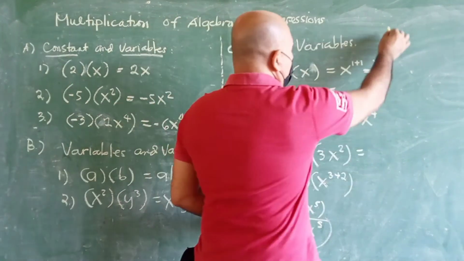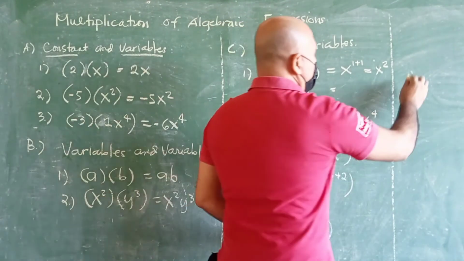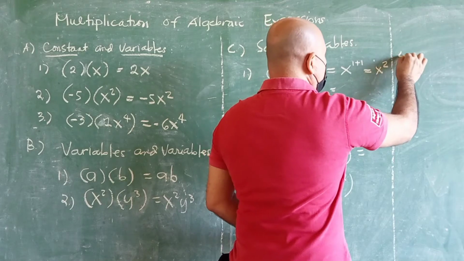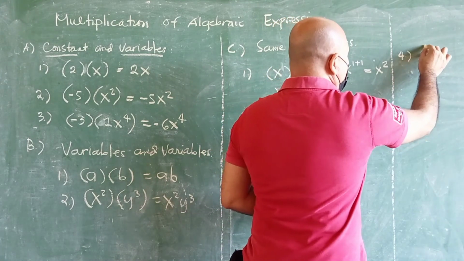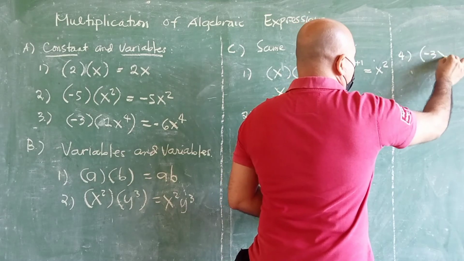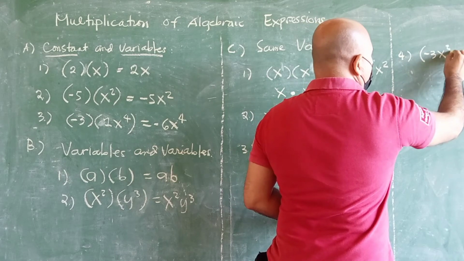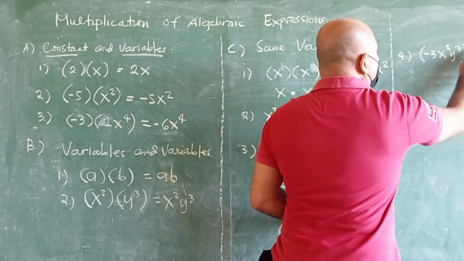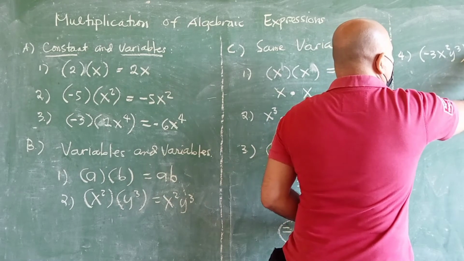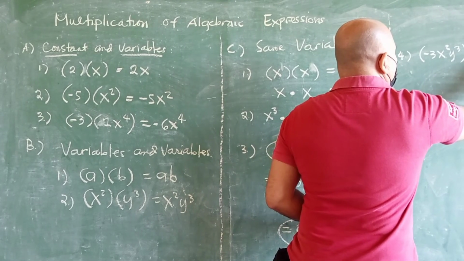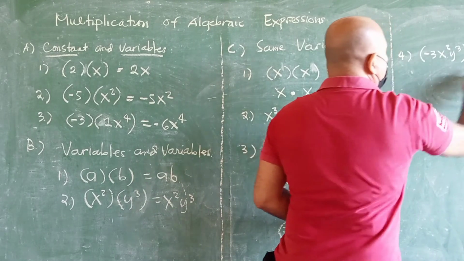Okay, so another example. Perhaps this is the last example for this basic part. Supposedly we have negative 3x squared y raised to the power of 3 times 5x cubed y raised to the power of 4. So what is the result?